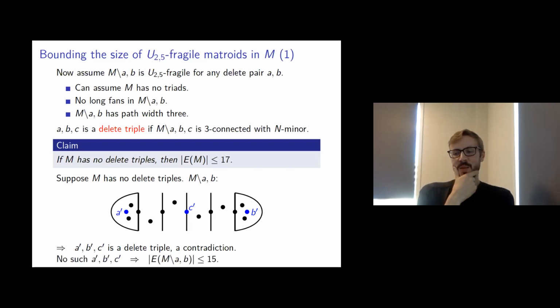So what we conclude is that there's no way that we could actually choose such an A prime, B prime, and C prime. So it must be that our path-like thing wasn't so large after all, and so we are able to bound the size using that. Okay, so that's the case where we have no delete triples.